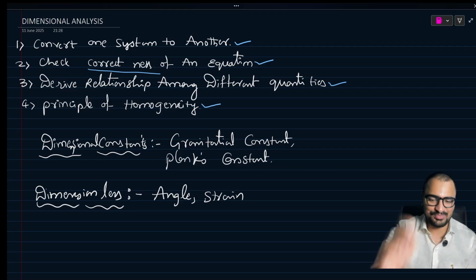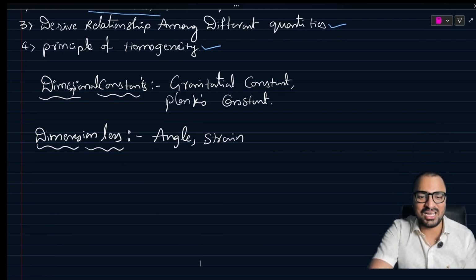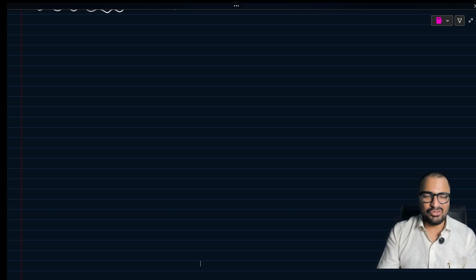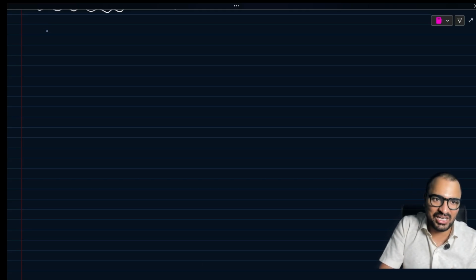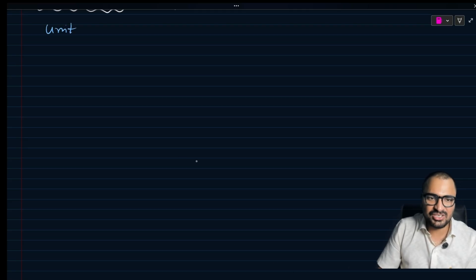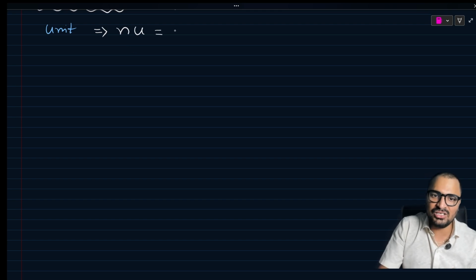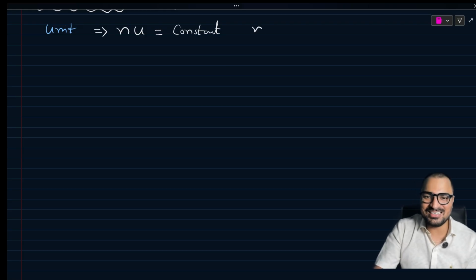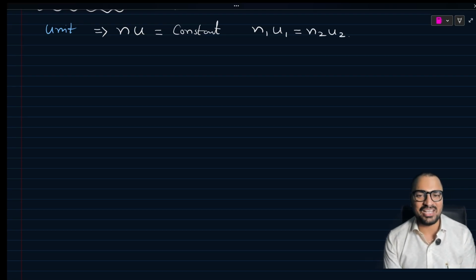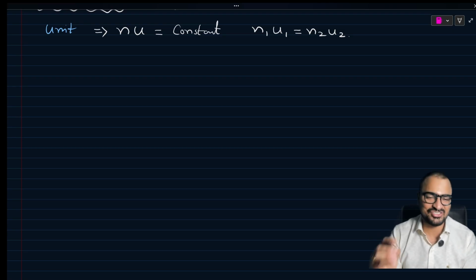Let's start. First, how we can convert one system to another system. When we write a unit, a unit is a standard measurement, and we write n u equals a constant. n represents the numerical value and u represents the unit. If n1 u1 is equal to n2 u2, that means we can go from one system to another system. It is very simple.